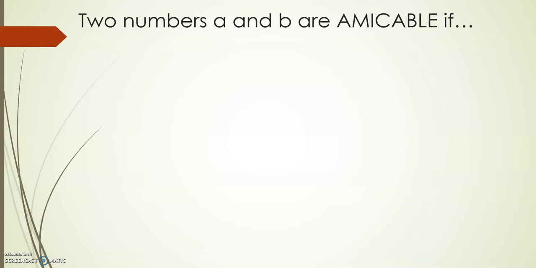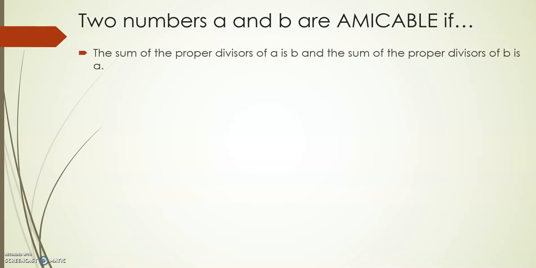Two numbers a and b are amicable if the sum of the proper divisors of a is b, and the sum of the proper divisors of b is a. The proper divisors of 220. Take a minute and list them.